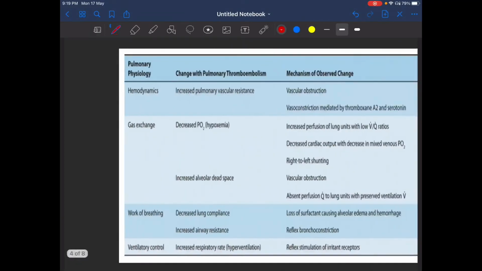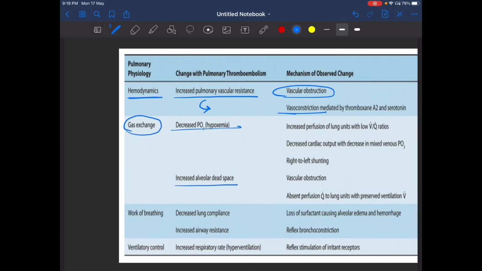So from here we will go to what are the changes that we observe. One is the hemodynamic changes. Increased pulmonary vascular resistance, as I told, to shunt the vessels. This is due to vascular obstruction and vasoconstriction, and there is decreased gas exchange and increased alveolar dead space, because this is due to shunt formation and tissue death and vasoconstriction.